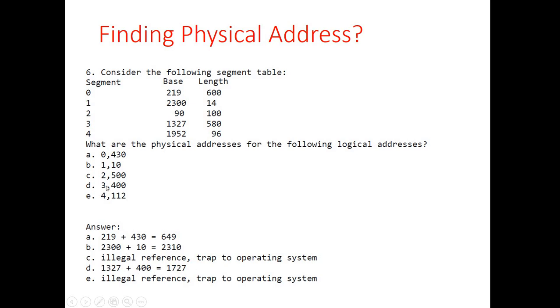Then coming to 3, 400. Segment number 3 is located from the base address 1327 and the instruction number is 400. So 1327 plus 400 is equal to 1727, the address of this particular reference. Next, coming to 4, 112. Segment number 4, the size is 96 only, but the reference given is 112. So it is an illegal reference. Therefore, the operating system will get a trap. Illegal references are not permitted, so this generates a trap to the operating system.